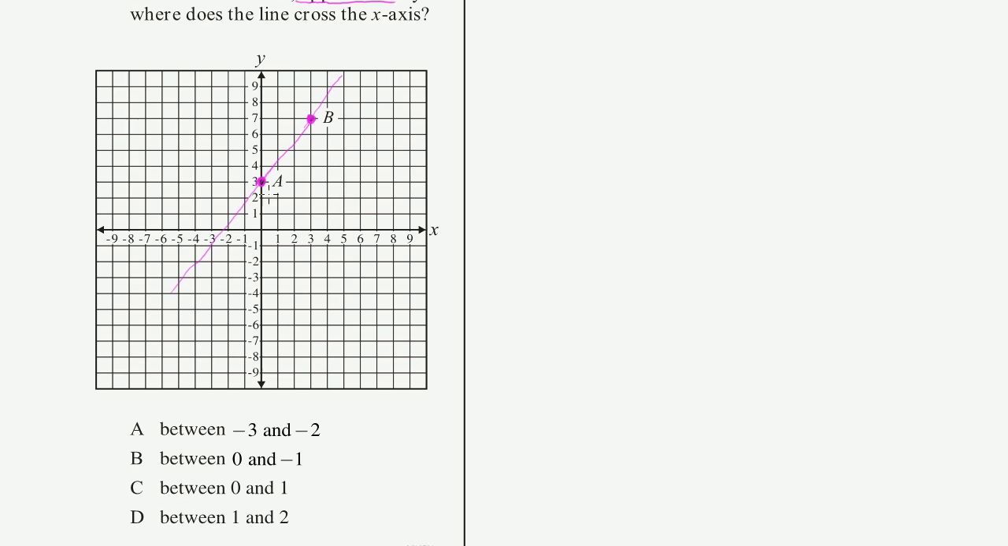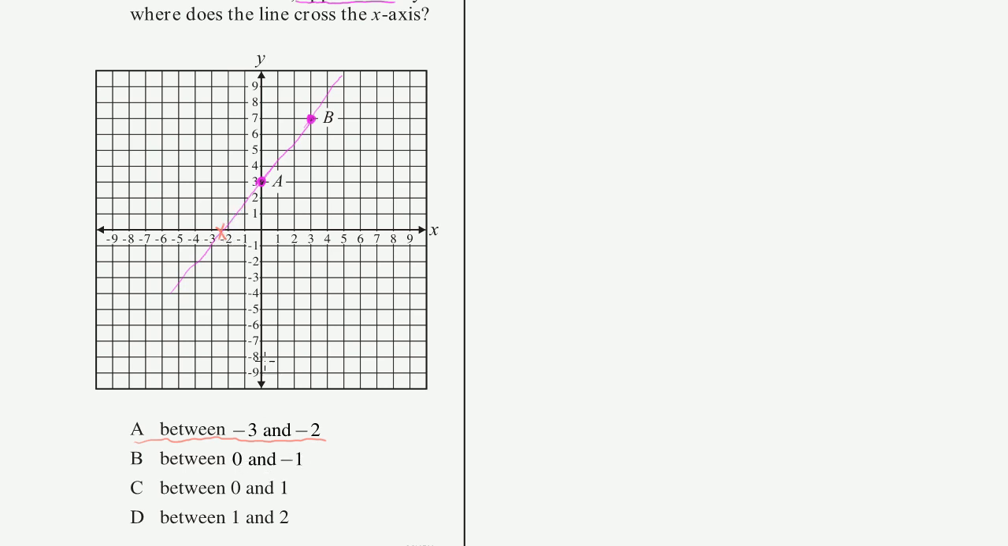And so where does it cross the x-axis? Well, the way I drew it, it does cross the x-axis right there. So let's see which of these say that. Between minus 3 and minus 2. Well, yeah, just the way I drew it, this wasn't exact, but that looks pretty good. So I'll underline this. If there were some other choices that were close to that, I'd have to be a little bit more exact. But let's see what the other choices say.